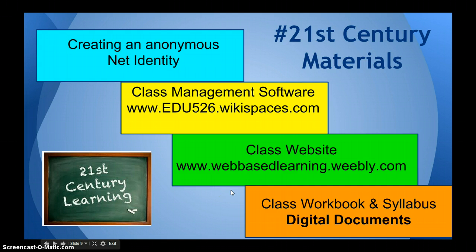Now, we're using some 21st century materials for the class. First thing here is to create an anonymous net identity. What that means is create a fictional Google account, a fictional Gmail account, a fictional Yahoo account. If you're worried about disclosing personal information, go in there, create your own new profile with your favorite person's name prior to starting it.